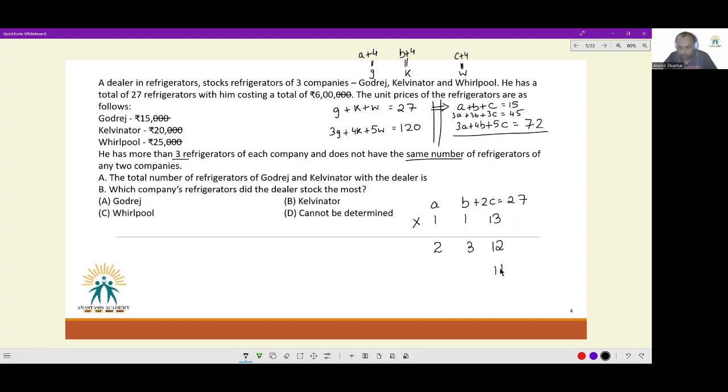2 into 11 gives me 22. This will become 5. 11 plus 5 makes it 16. And I know A plus B plus C had to be equal to 15 only. This is exceeding 15 already, which it would imply.